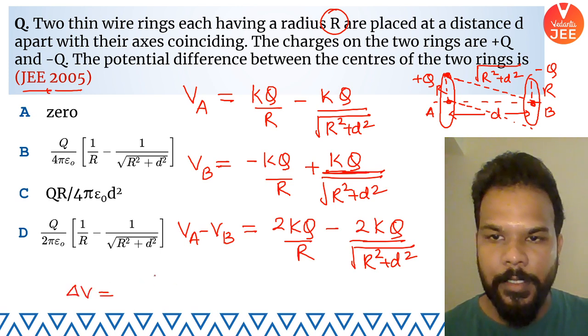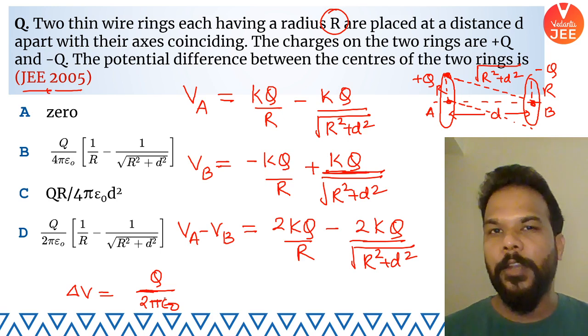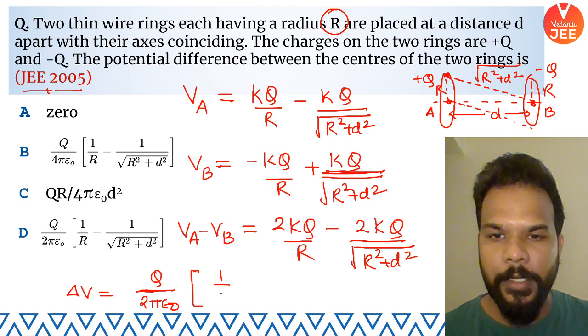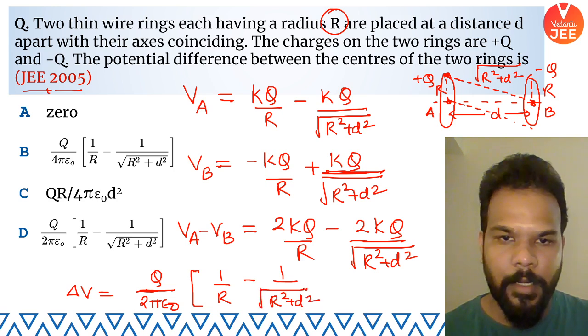I get Q by 2 pi epsilon naught. Yes, K is 1 upon 4 pi epsilon naught. There was a 2 also waiting. So this is what I get outside, and in the bracket we have 1 upon R minus 1 upon under root of R square plus D square.